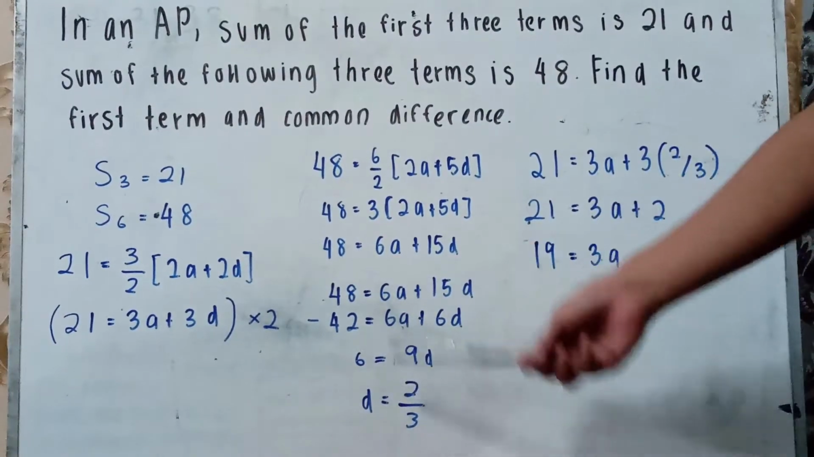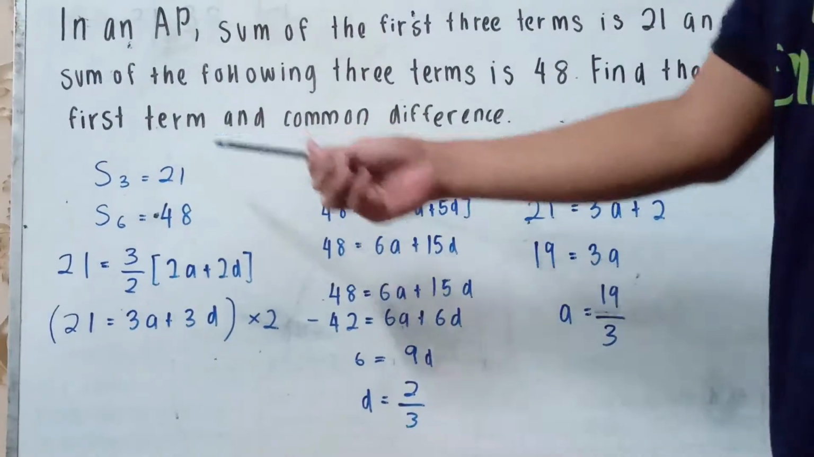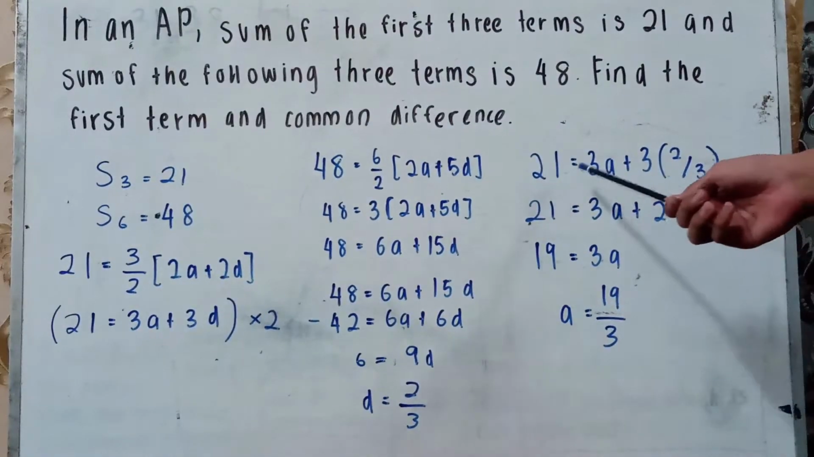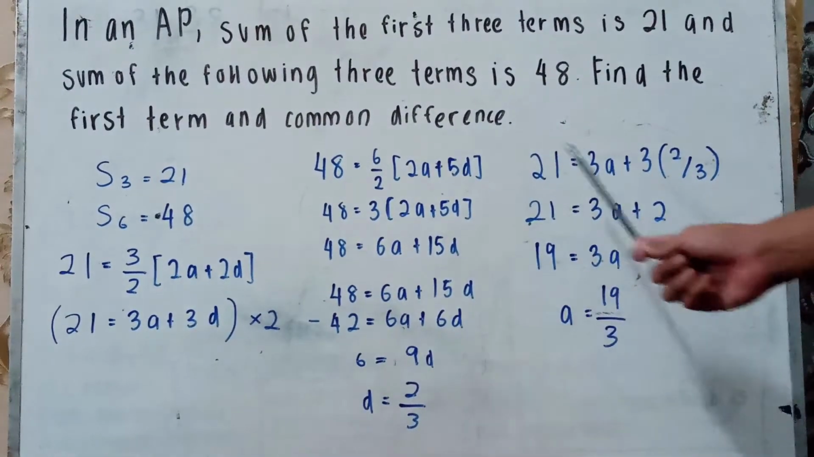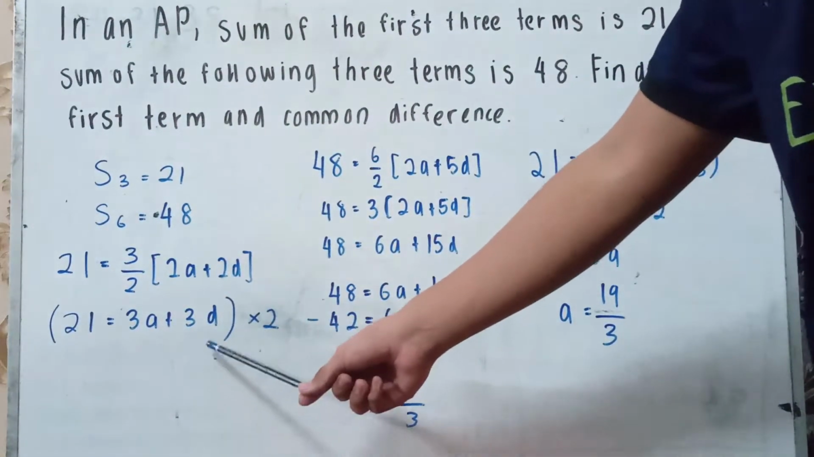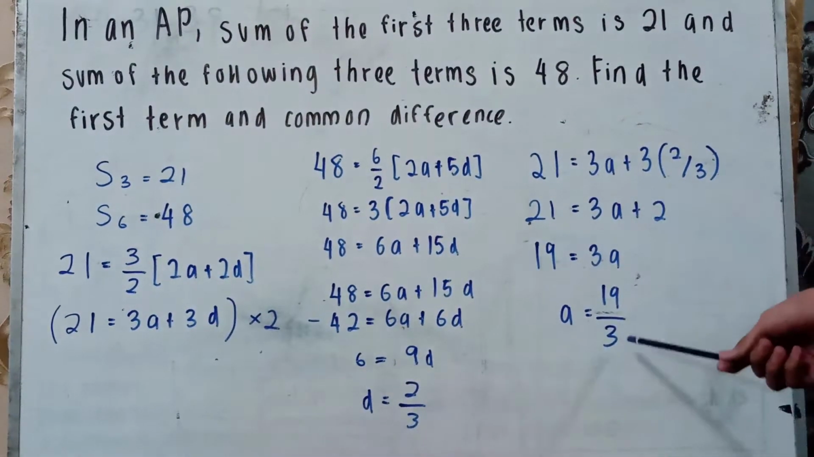Now we have found the D, which is the common difference. Next, we need to find the first term. So, just substitute the value of D into the formula 21 equal to 3A plus 3D, and you will get the value of A.